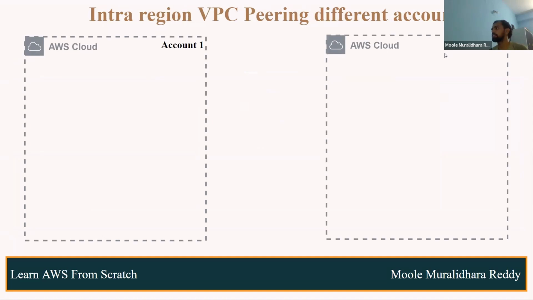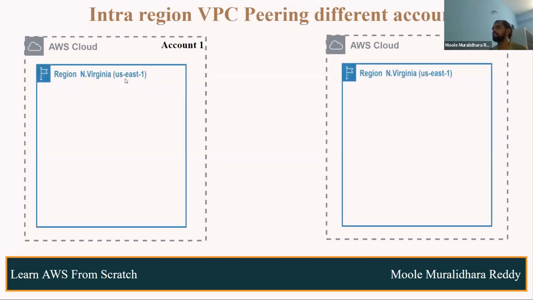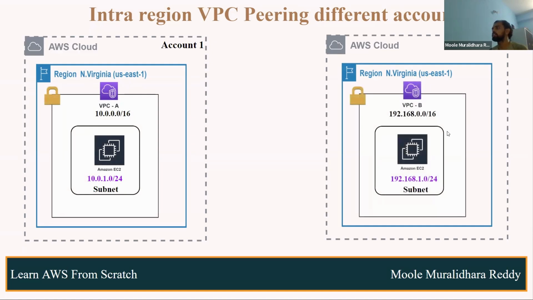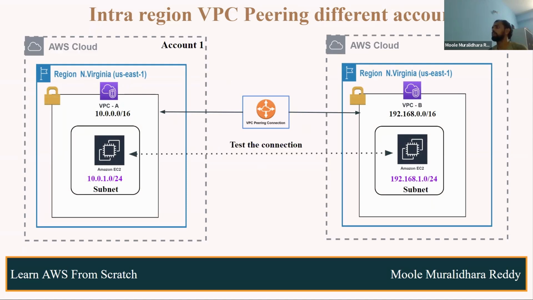For that, we have two different AWS accounts: account 1 and account 2. Here we can see North Virginia in account 1, and also North Virginia in account 2. Here we are setting up VPC A and we have VPC B. We are setting up the connectivity. Here we can see the 10 series and also the 192 series. Here we are setting up the VPC peering connection, and once it is done, we can test the connectivity.